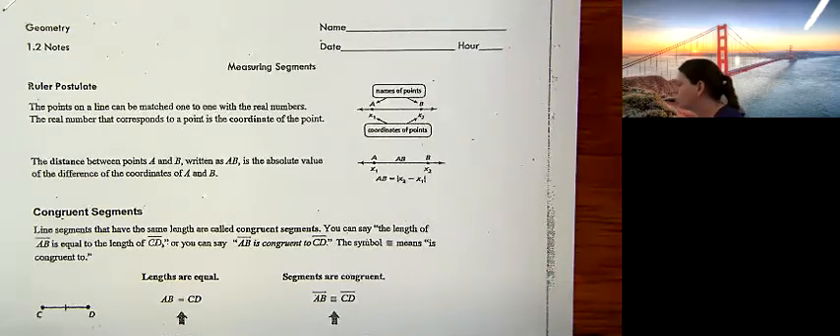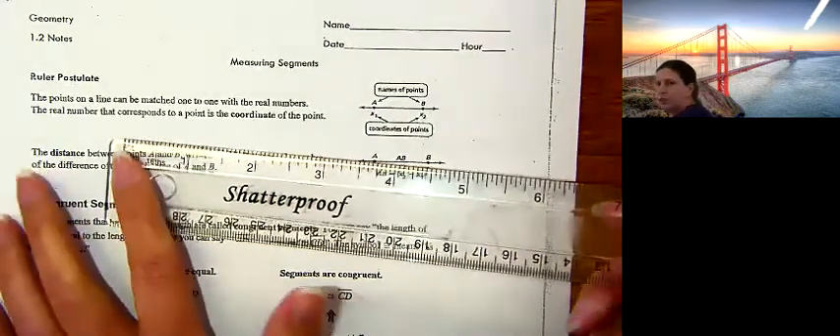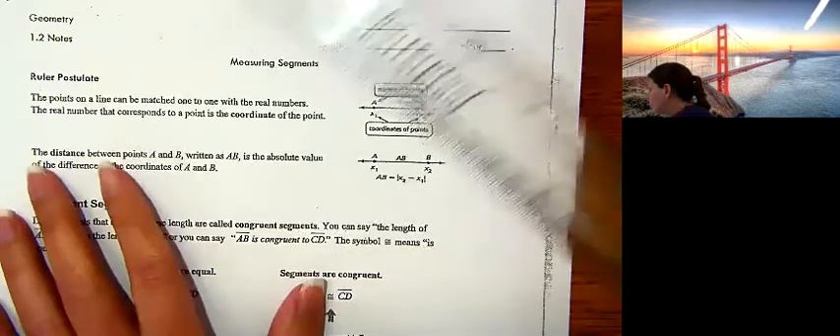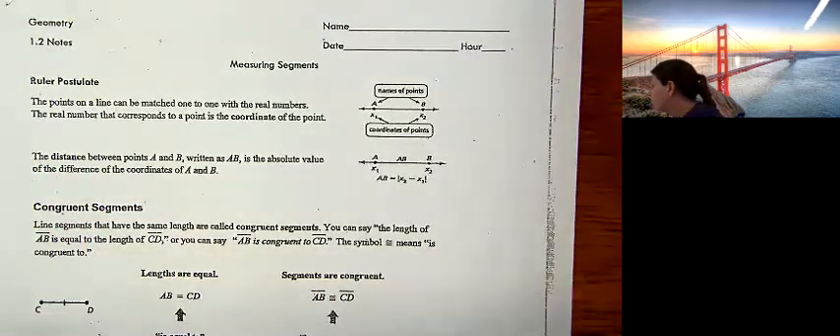So section 2 is all about measuring segments and finding the length of them. One of the things that you have to do is the ruler postulate. Most people, when you take a ruler, like to start at 0, but you don't necessarily have to do that. That's what it's going to talk about: matching up points.